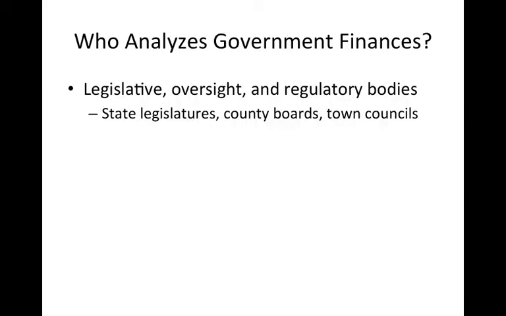There are a variety of legislative oversight and regulatory bodies in government. Every government has some kind of operating or governing body. The state legislature, the city council, the village board, the county board of supervisors. For something that's more like a business type activity, it's going to have a board of governors or a board of trustees or something like that.